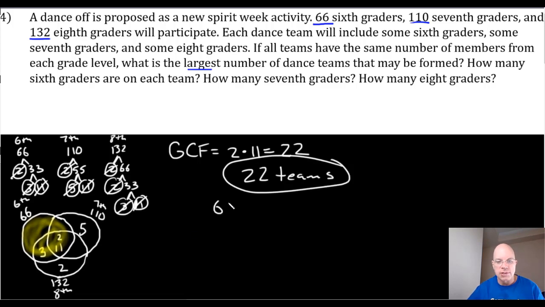The second question, how many 6th, 7th, and 8th graders will be on each team? Well, if you focus just again on this 6th grade circle that I've highlighted in yellow here, the GCF, the 22, tells you how many teams you have. And if you have 22 teams but 66 6th graders, you just look inside that circle and you see that 3 22s equals 66. So there must be 3 6th graders on each one of those teams to make up the 22 teams. 3 22s is 66. So there are 3 6th graders on each of those 22 teams. Each of those 22 teams has 5 7th graders.